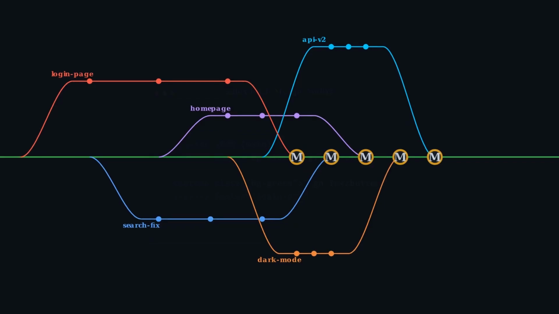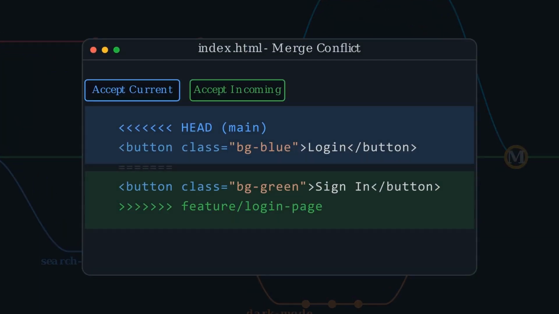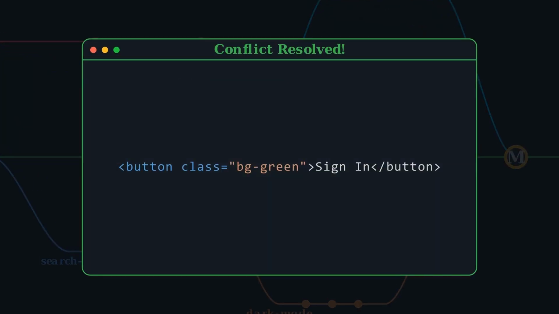It looks scary the first time, but it's really just Git showing you both versions and asking you to pick one. Not that deep. So a quick recap.